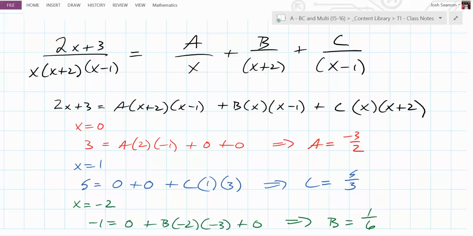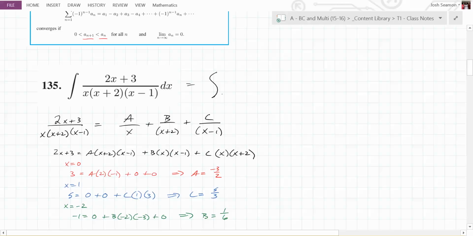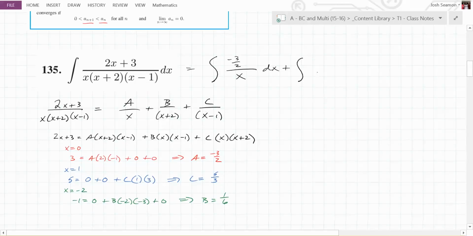Now, this has been one of those things. Partial integrals. We can do the indefinite integral, right? Is that when they don't have limits? Indefinite, right, thank you. So you have -3/2 over x dx plus 1/6 over x plus 2 dx plus the integral of 5/3 over x minus 1 dx. And can you factor out all those constants to the front?